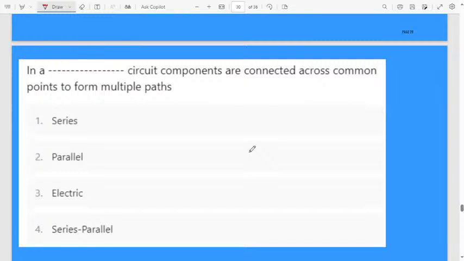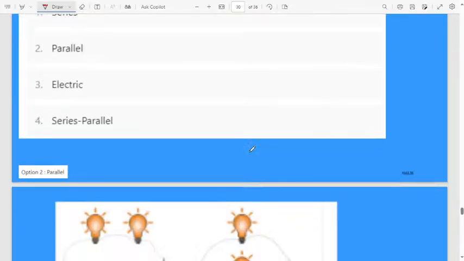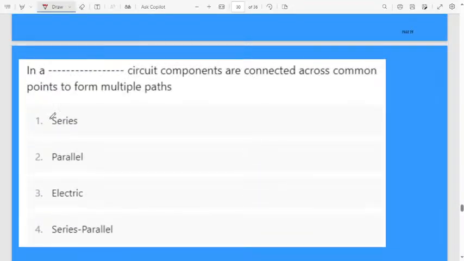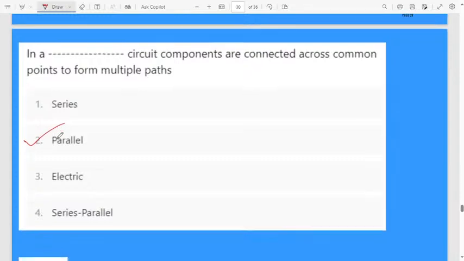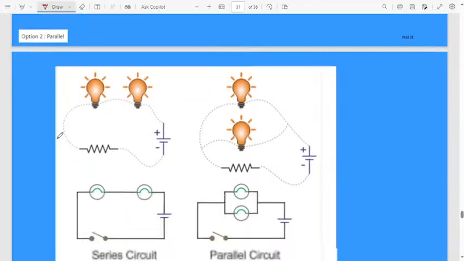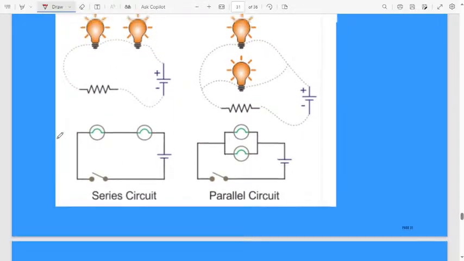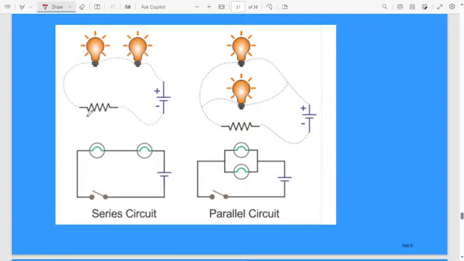Then one question I included here. In a dash circuit, components are connected across a common point to form multiple paths. To form multiple paths, we will use parallel. I will explain with the diagram. Which connection will we use to form multiple paths? See, in series we follow only one path. We connect two bulbs next to each other in one single circuit. To form multiple paths like this, we will use a parallel circuit.